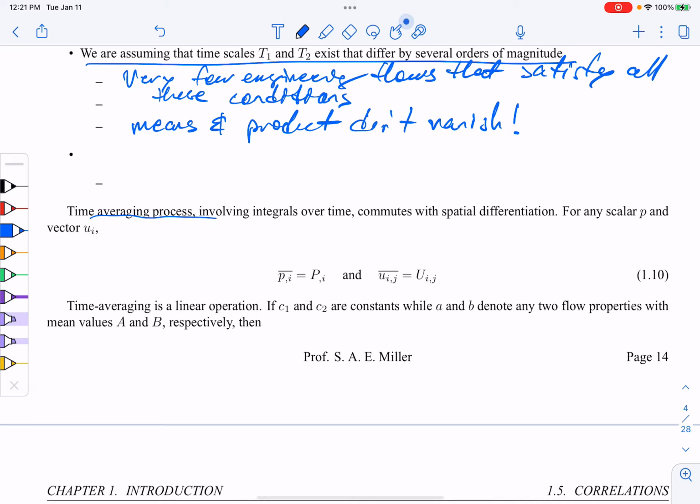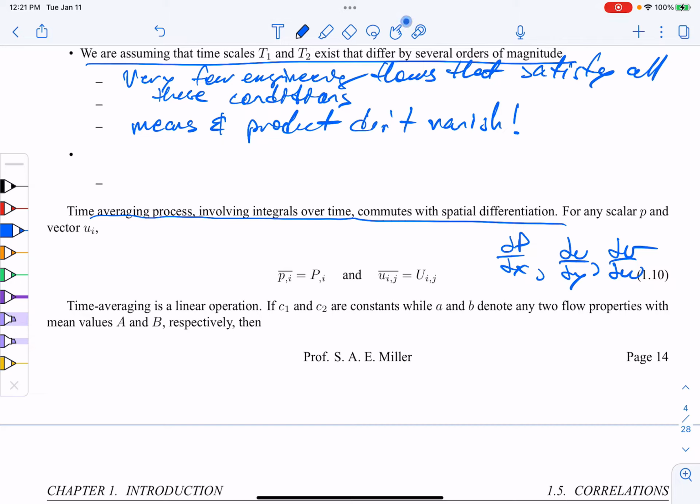Here I wrote: time averaging processes involving integrals over time commute with spatial differentiation. You see in the Navier-Stokes equations, there are terms like partial p, partial x, partial u, partial y, partial v, partial w, etc. These are all spatial differentiation. And here we're using Einstein or index notation. This little comma i just means partial p, partial xi, for instance. If i equals 1, that would be x; i equals 2, y; i equals 3, z. And over here, this just means we would differentiate with x then y, if i equals 1 and j equals 2, for instance.